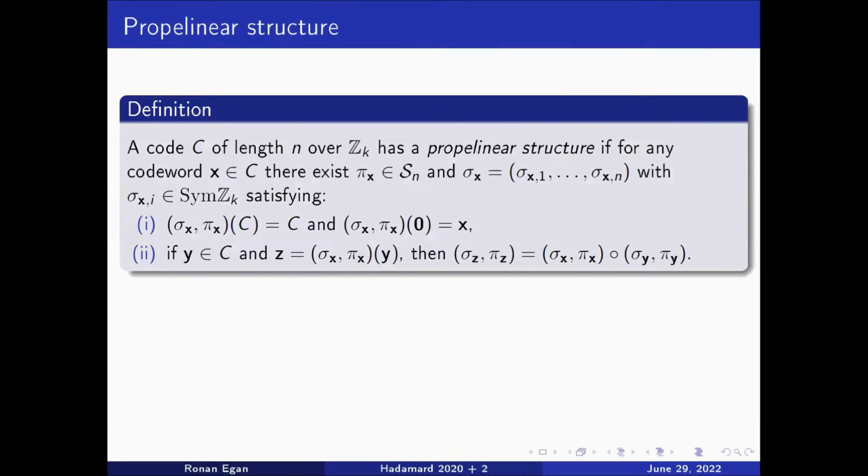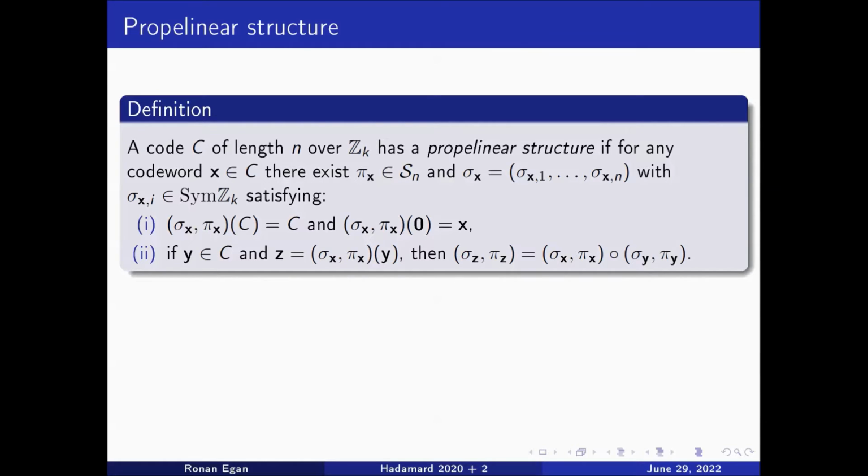So now I get to tell you about what I mean by a propelinear code. So this is probably the first word that most of you don't know unless you have already been closely following this kind of work. So here we take a code of length n over the integers modulo k. Again, we're not talking about linear or anything. We just have a set of code words. And we say it has a propelinear structure if for every one of these code words, I can associate the isometry. So I've got a pi x that depends on x.